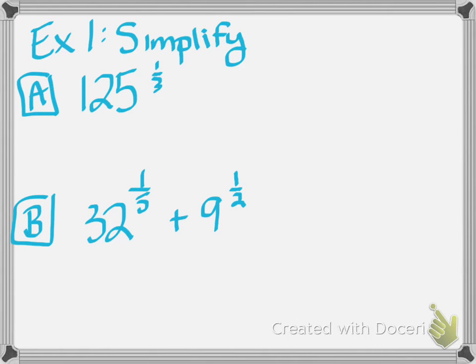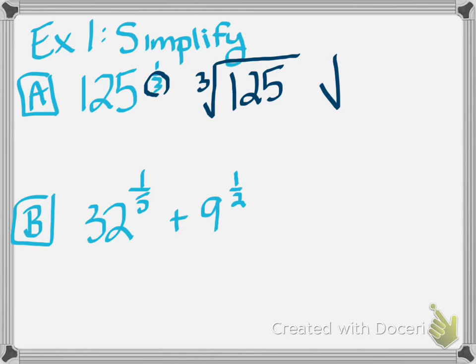Let's take a look at example 1. We're told to simplify. In example A, we have 125 to the 1/3. I'm going to write the 125 inside, and the 3 in the denominator. That's what makes it a cube root. So what number multiplied 3 times makes 125? That's the question. What number multiplied by itself 3 times makes 125? Well, 5 times 5 is 25. Times 5 is 125. So it's 5 to the 3rd cube rooted.